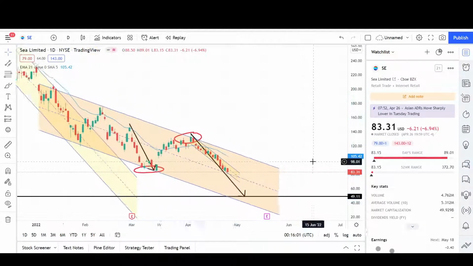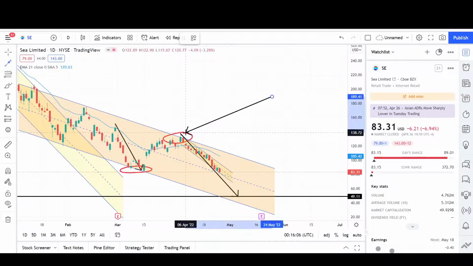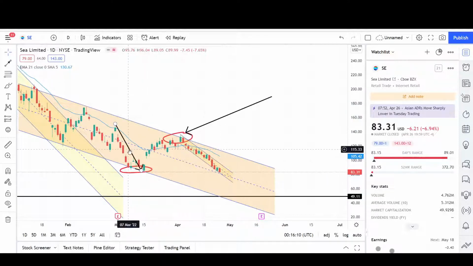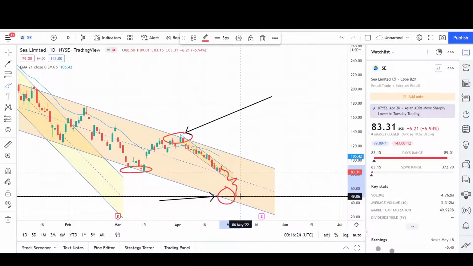Since we just bounced off the top side right here, most likely we're going to the lower side, and I'll show you guys in just a moment once I erase this arrow. So since we bounced off the top side of the channel, most likely we're going to the lower side, which is the support side, and the support side is right around that $50 target. So we could start seeing a little bit more selling take place right to that $50 target.